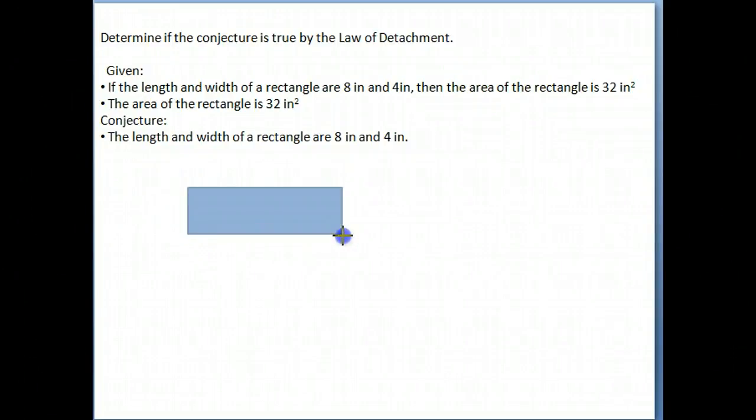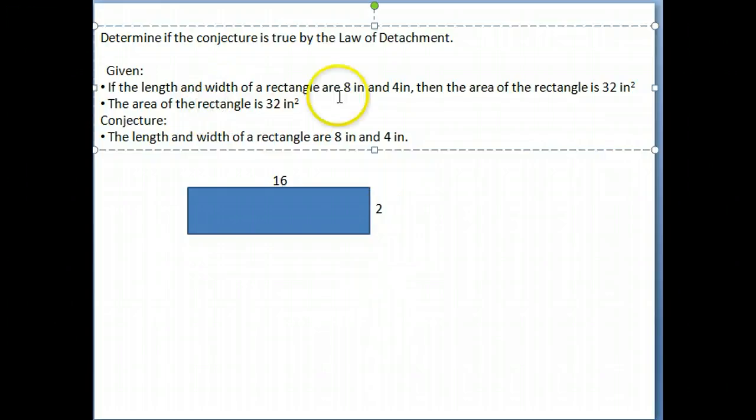What if we had a rectangle that had an area of 32 square inches? Well, what are some other dimensions? It doesn't have to be 8 by 4. It could be 16 by 2. 16 by 2 rectangle, 16 times 2 is 32. Okay, so we cannot automatically say when we have an area of a rectangle that's 32 square inches, it doesn't automatically mean its length and width are 8 and 4. It could be something else.